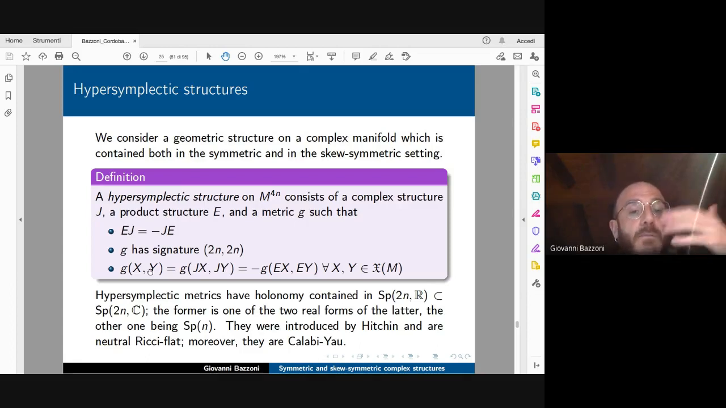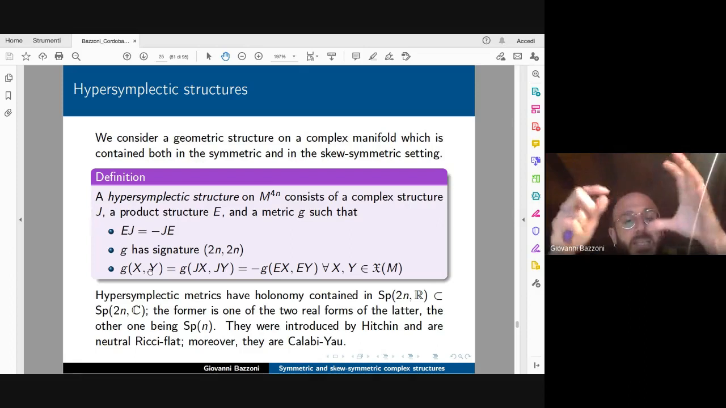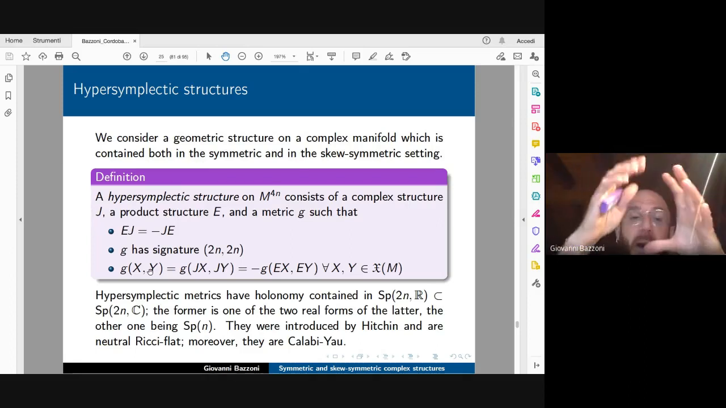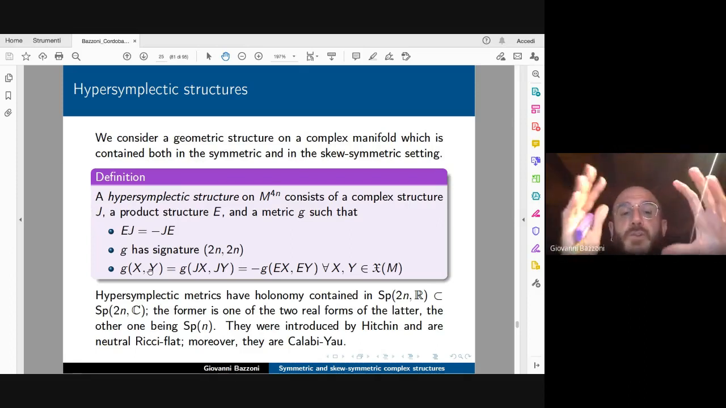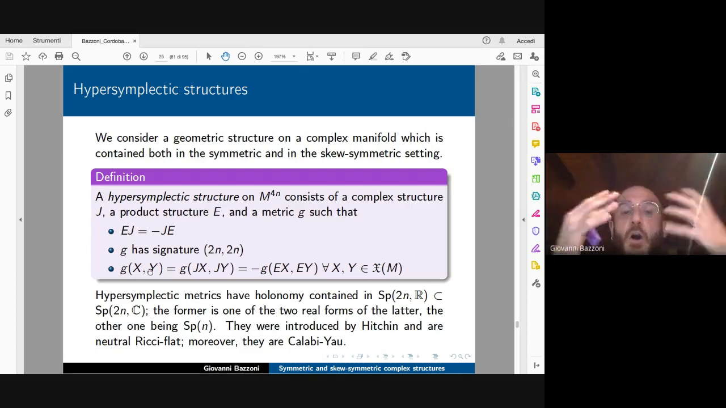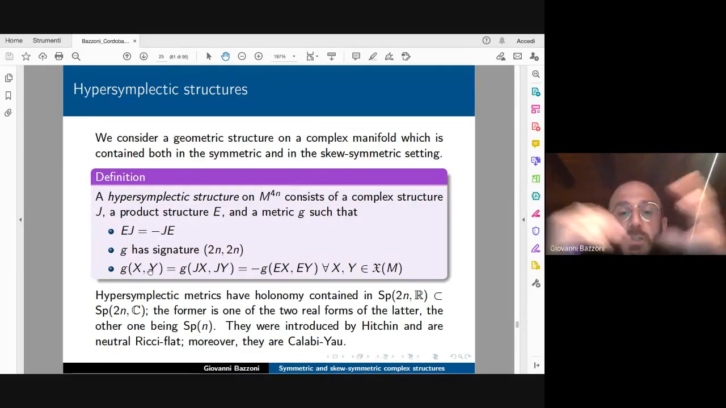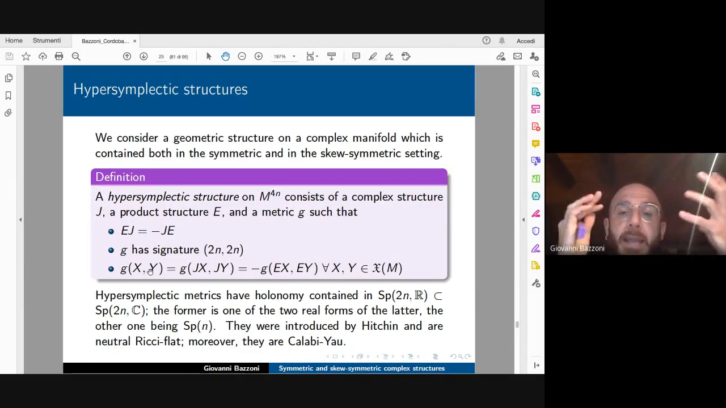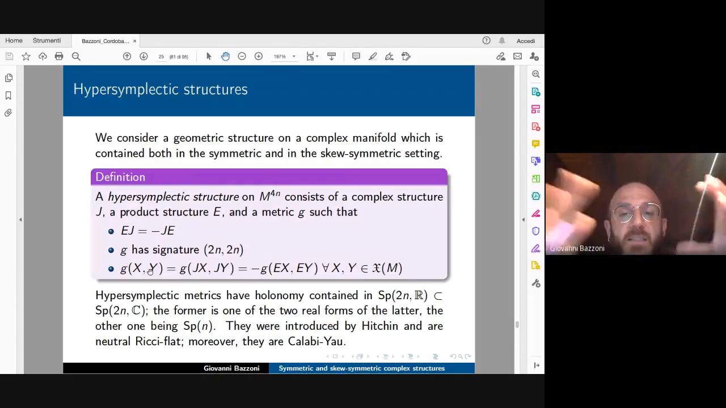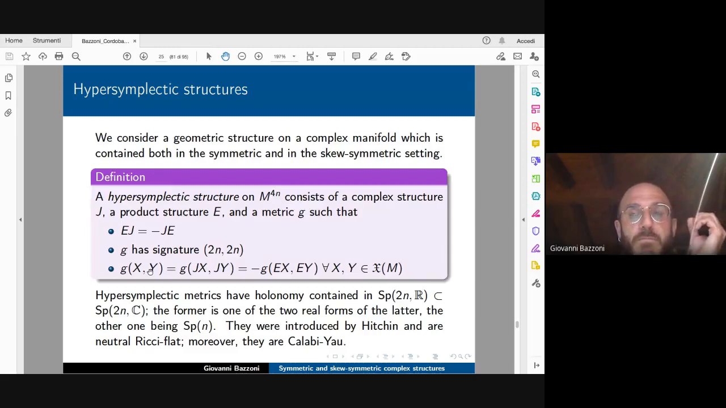Okay, so even from this point of view, you have this group Sp(2n, C), which, by the way, is the structure group of a complex symplectic structure on a manifold, when one thinks of geometric structures as defined by reductions of the tangent bundle, so as G-structures. And so in this sense, holonomy tells us that these are related to hyper-Kähler metrics. They were introduced by Hitchin, I don't know when, maybe in the 90s, I think.